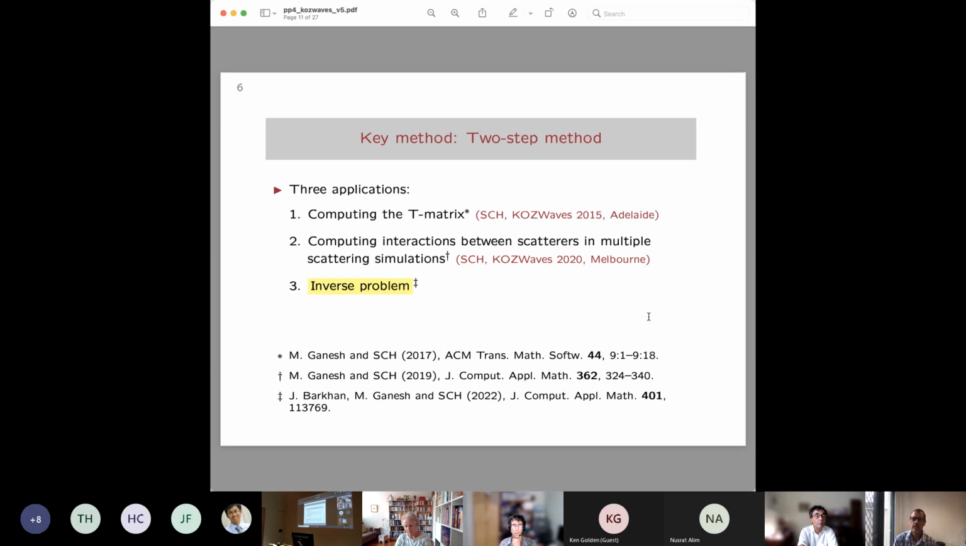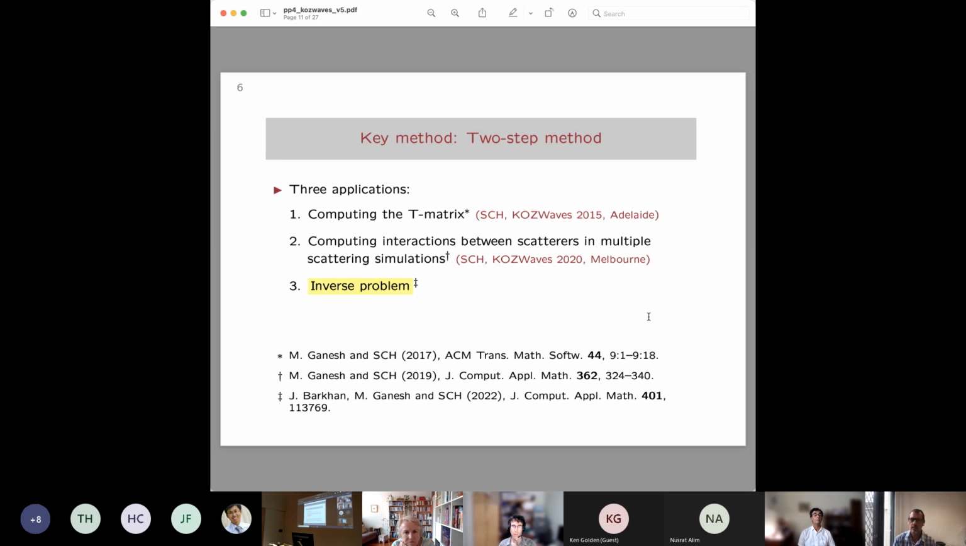So there are 3 applications of this 2-step method. The first one is you can use it to compute the T matrix. It's actually a very good way to compute the T matrix because it's much more numerically stable than the standard methods to compute the T matrix, like the null field method. And I talked about using this 2-step method to compute the T matrix in KOZWaves 2015 in Adelaide.